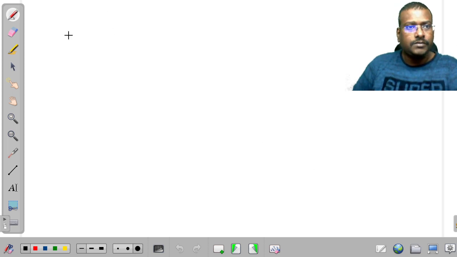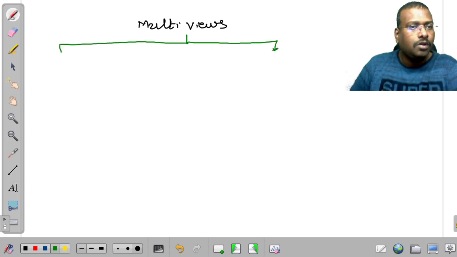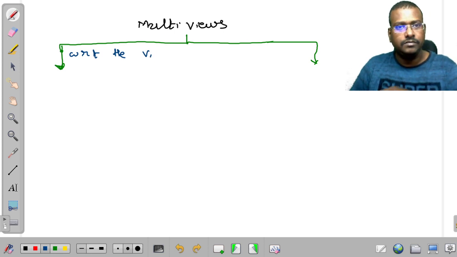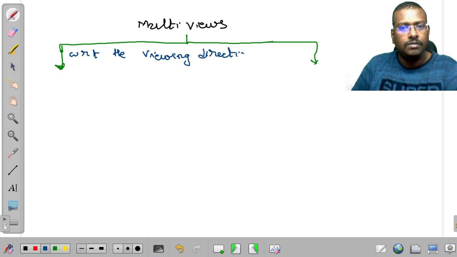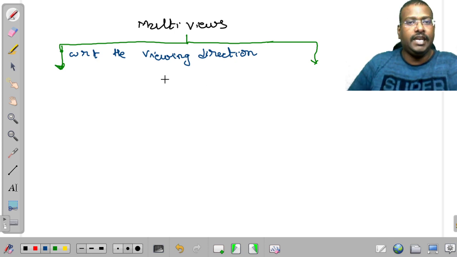Just here, multi views are broadly divided into two categories. With respect to which element are they divided, sir? With respect to the viewing direction. If they are going to view in the principal direction, principal axis.